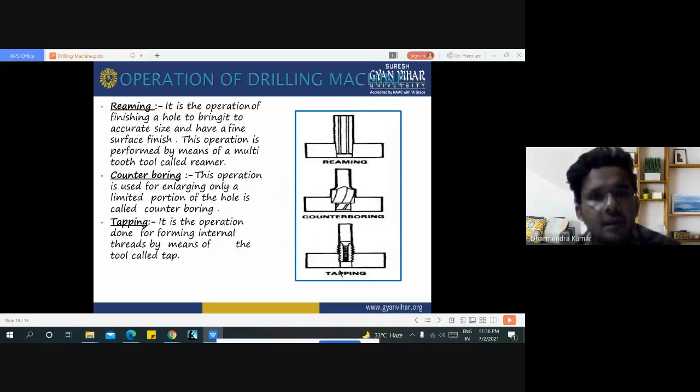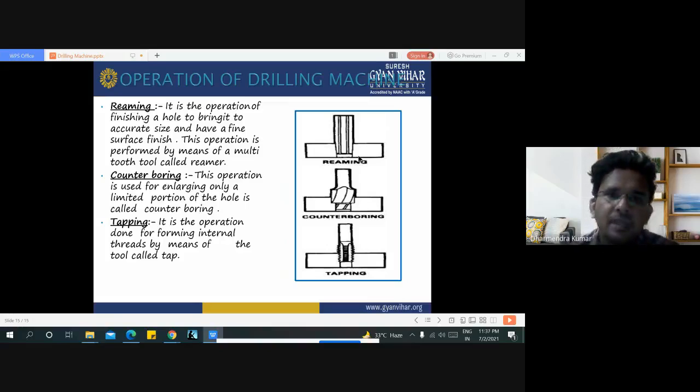Reaming is the operation of finishing a hole to bring it to accurate size and give a better surface finish. This operation is performed by means of a multi-tooth tool called a reamer. We can use the reaming process for a better internal surface finish.